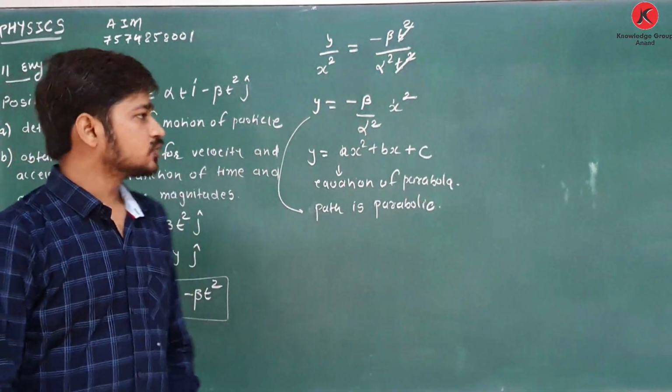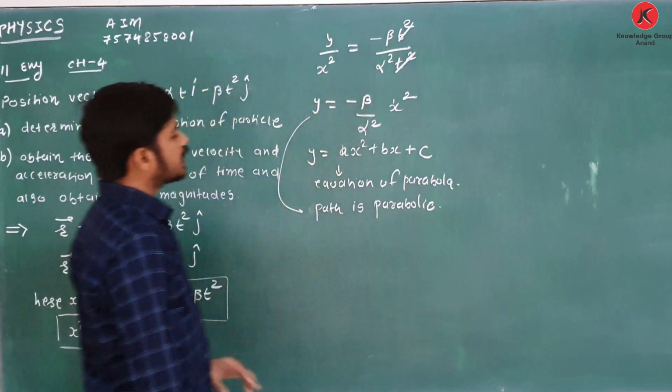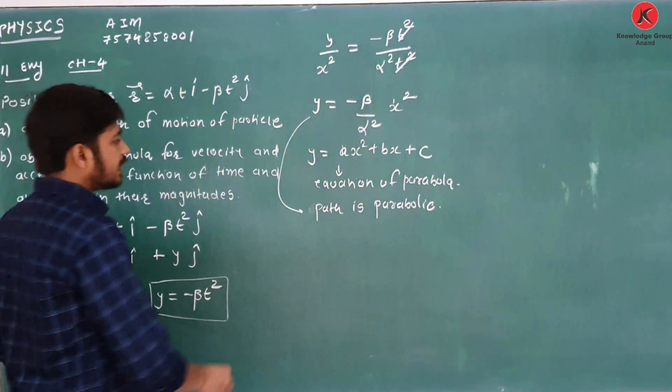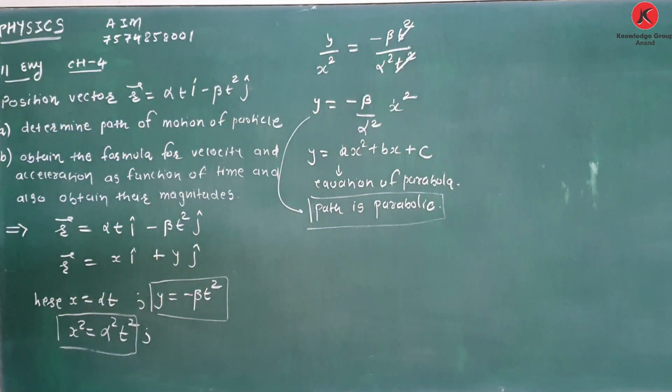Clear about this? So first question is simple. You are given position vector r, x and y components, and you have to make a relation between x and y components. So you will get your path is parabolic. What is second question? Obtain the formula for velocity and acceleration as function of time and also obtain their magnitudes.